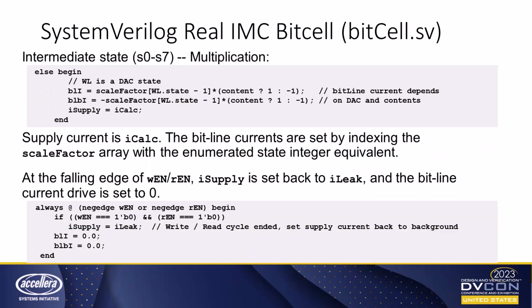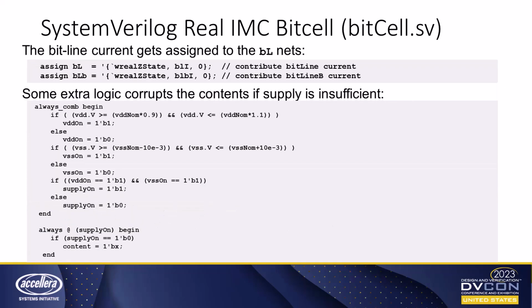And if the word line is in an intermediate state, the current on the bit line gets set by indexing into that scale factor variable. And that's multiplied by plus or minus 1, depending on the contents. The bit cell supply current for this mode is iCalc. And when the write enable read enable goes back to 0, we go back into standby and we just have a leakage current present in the bit cell. Finally, the actual bit line gets set with the current that we stored previously. And we've also got a bunch of checks that make sure that its supply and ground are in a good state. And if they're not, the latch content gets set to X.